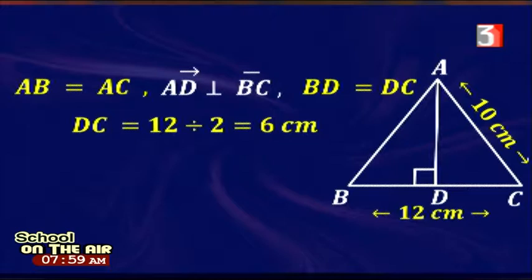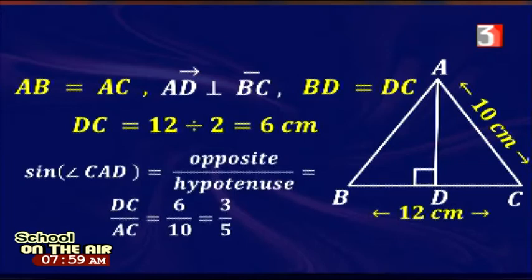Then you are going to notice that the length of DC equals 6 centimeters. Now, in triangle ADC, you are going to find sine angle CAD. What about angle CAD? Its opposite side is DC, and its hypotenuse is AC. So sine angle CAD equals opposite over hypotenuse, which is DC over AC, equal to 6 over 10, to obtain a ratio of 3 over 5 after reduction.